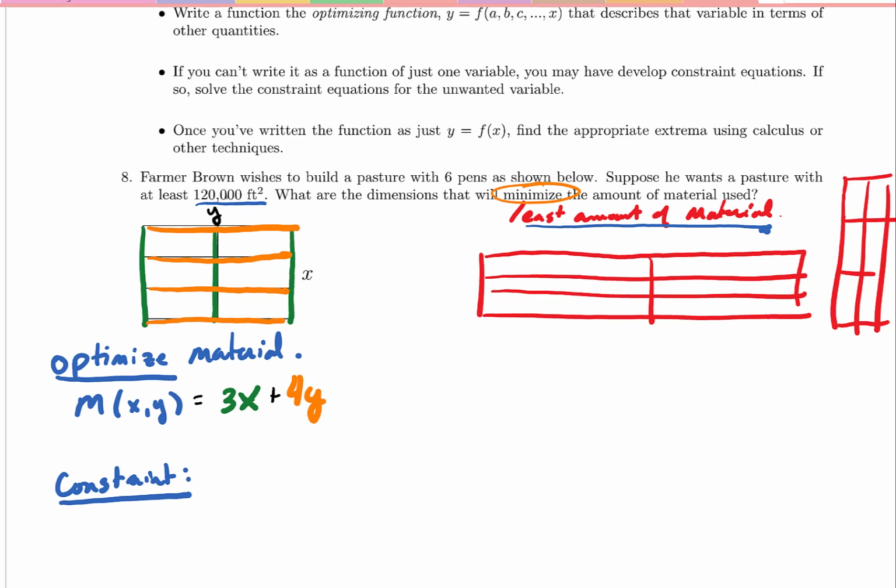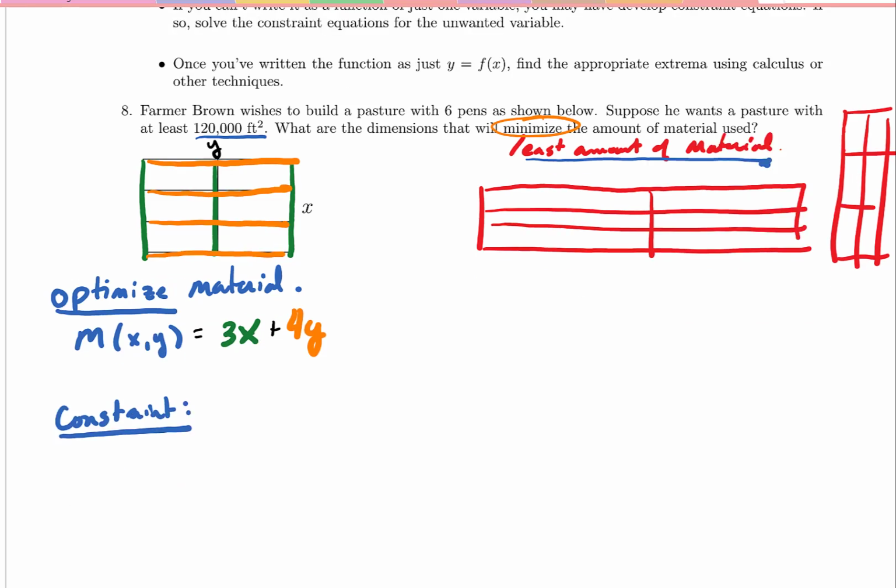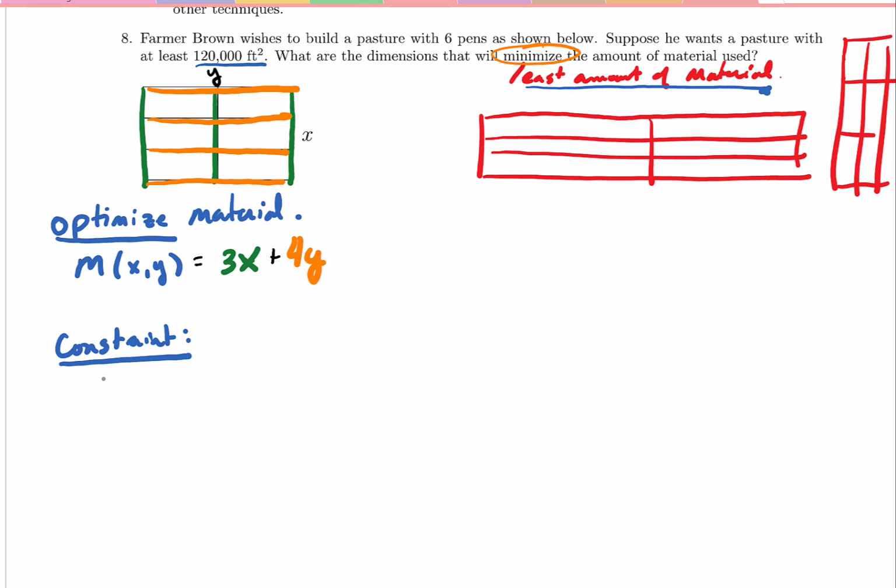So we're going to shoot for exactly 120,000. So that's the area. The constraint here is that although there are many pastures that could satisfy this particular description of the material used, we have to be considering only the pastures that have an area of 120,000 square feet. So in this case, the area of this pasture must be 120,000.